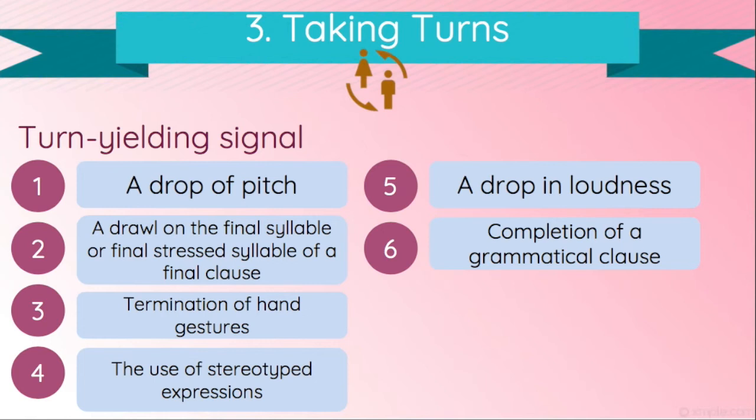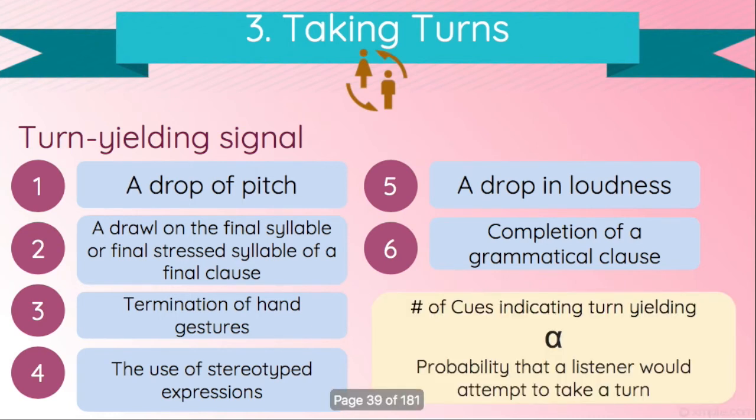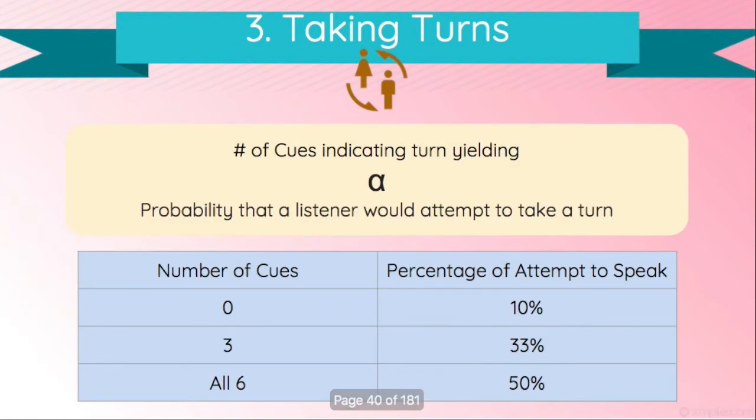So when you stop talking, when your last sentence is given, that indicates that you want to yield your turn to the other speakers. So here's a little formula, if you will, to keep in mind. The number of cues indicating turn yielding is directly related to the probability that a listener would attempt to take a turn. Based on the study, when you use no turn yielding cues, there's only a 10% chance of an attempt by the other speaker to start to speak.